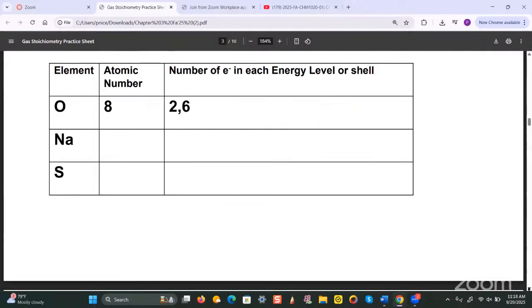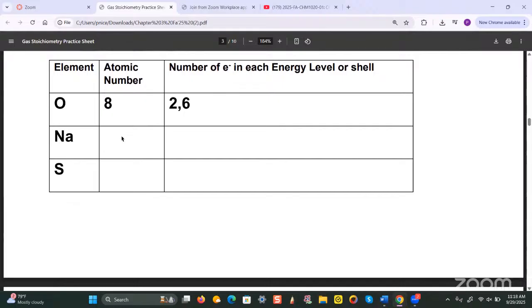So let's look at sodium. I need you to look up the atomic number of sodium.